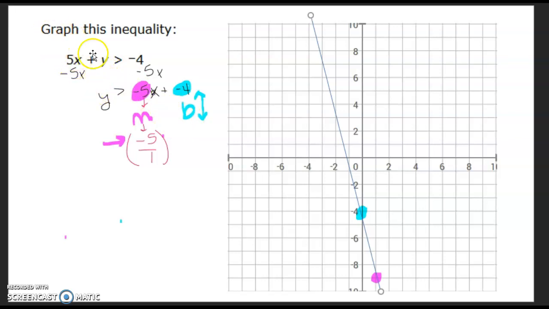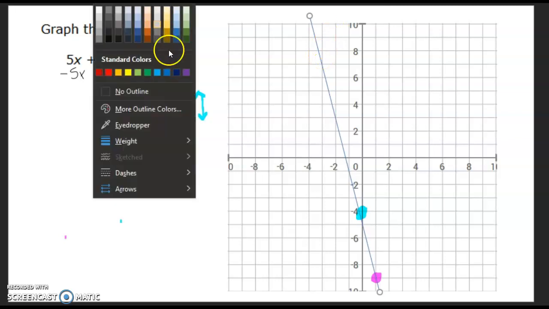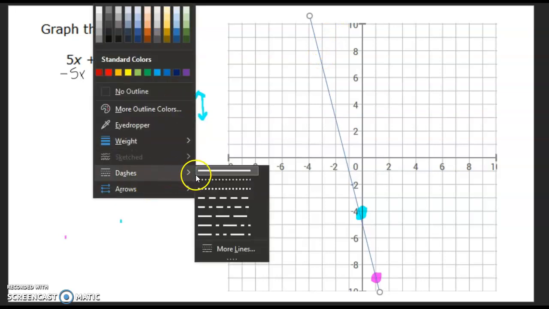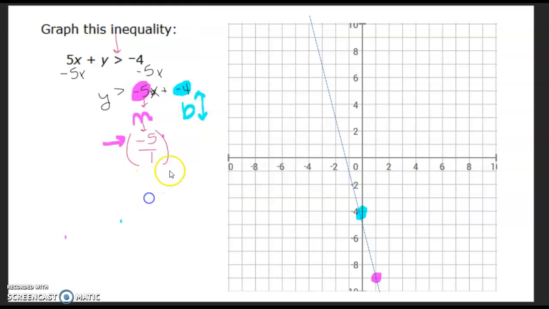Well, I did mess up because I did it again. There's no line under this inequality, which means this is supposed to be a dashed line. So let's try this again. Let me see if I can fix it. There we go. Now it's nice and pretty and dashed.